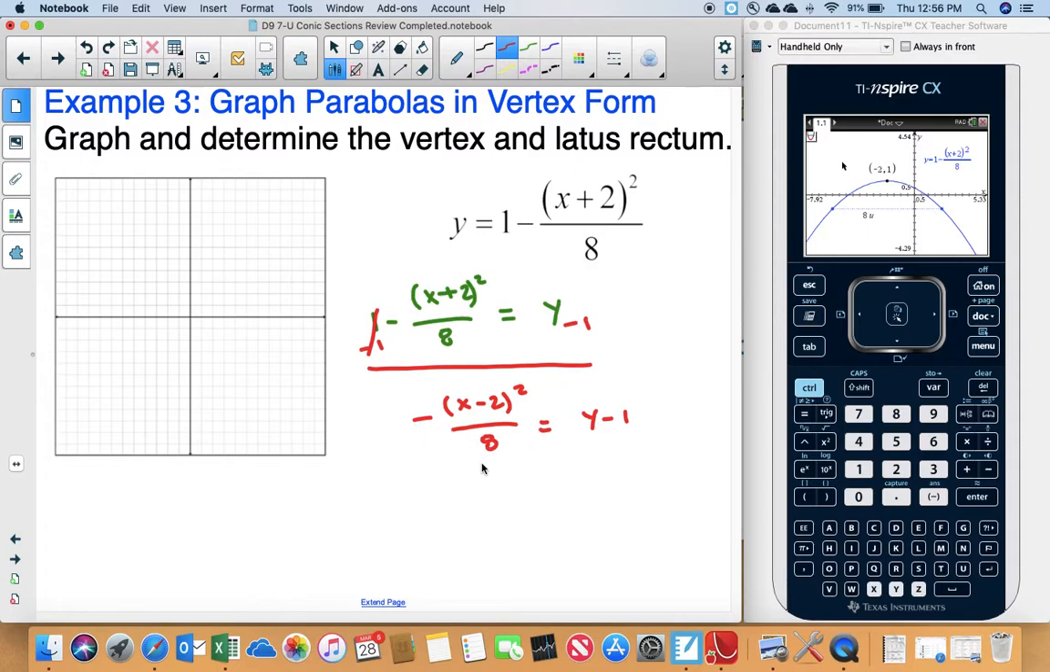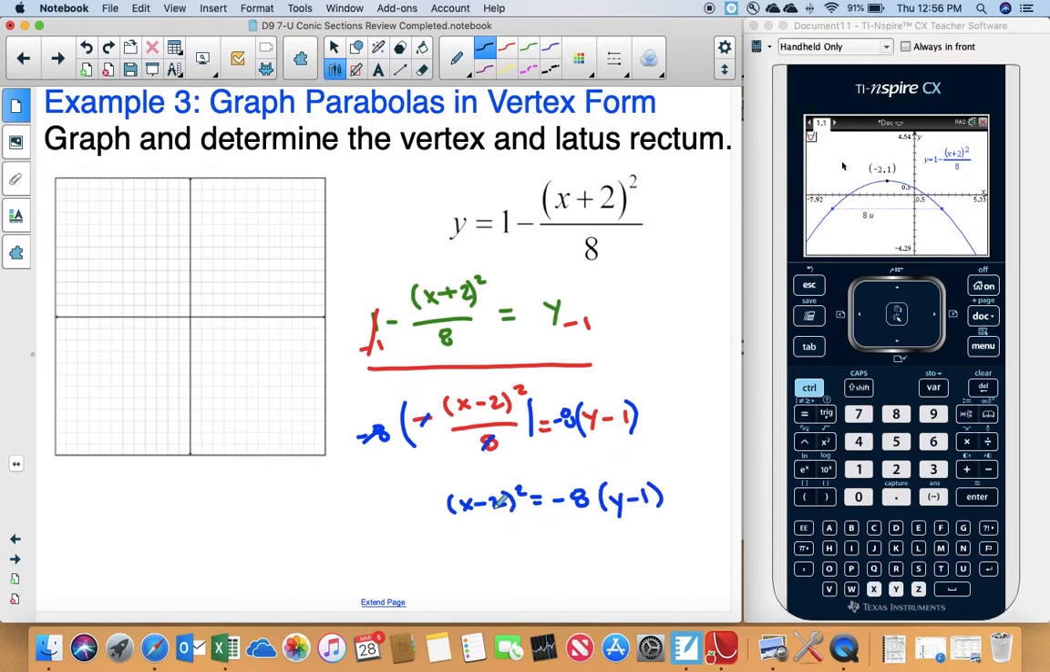Now this is dividing by negative 8. So the opposite of dividing by negative 8 is multiplying by negative 8. So that's what I'll do. I'm going to multiply both sides by negative 8. This part here cancels out all that. And so now I'm left with (x minus 2) squared equals negative 8 times (y minus 1). Now we have our equation.